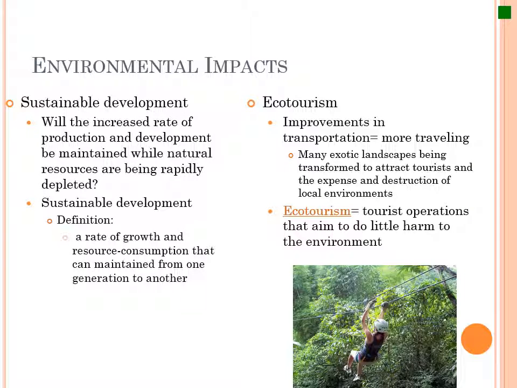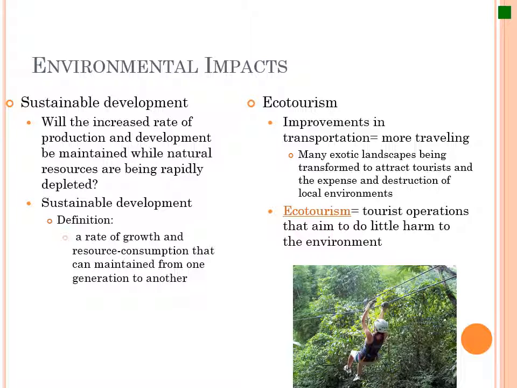All right, environmental impacts from development and globalization. One, sustainable development. Can we continue this rate of development from generation to generation? Can we continue the rate of manufacturing and development with our natural resources? Are we going to use them up? That's a question. There is definitely a huge move to more sustainable development, so as to use our resources more wisely so that there are more resources for the next generation.